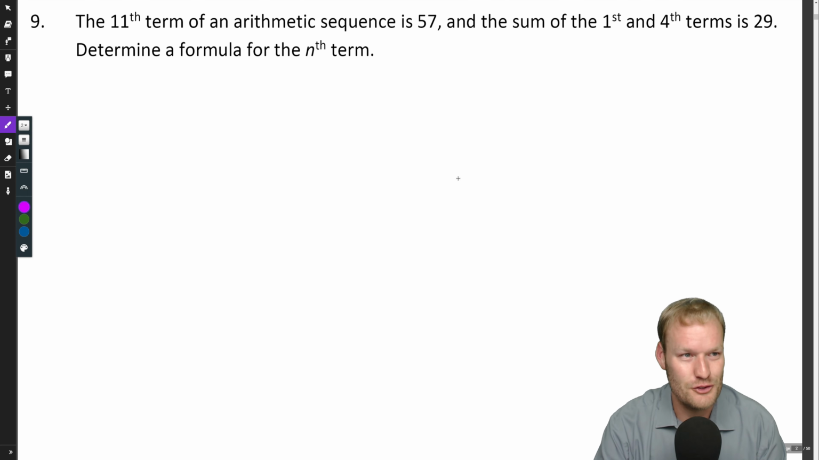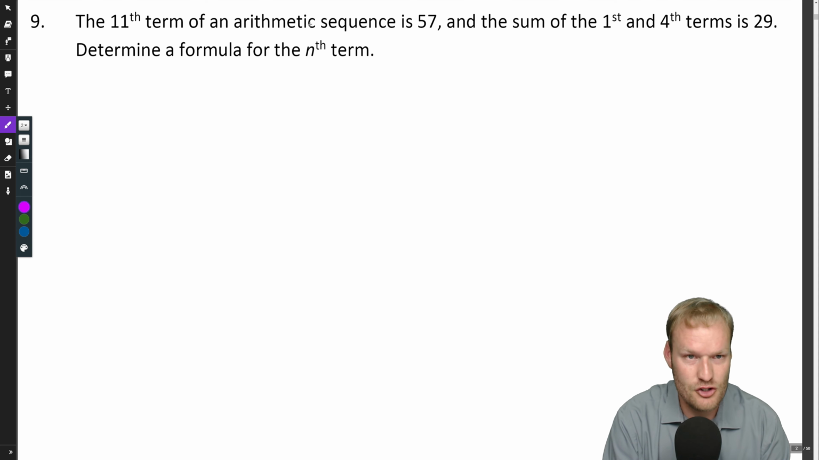Hello grade 12, so just looking at question 9 here, assuming you've done most of the rest of the exercise. It tells us the 11th term of an arithmetic sequence is 57 and the sum of the first and fourth terms is 29. Determine a formula for the nth term.